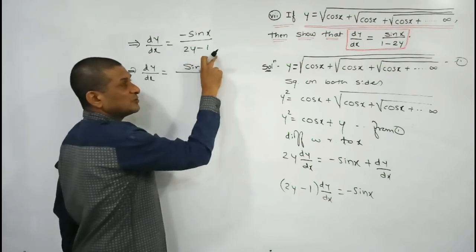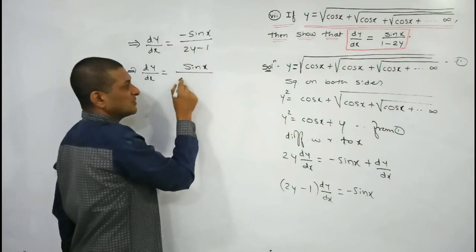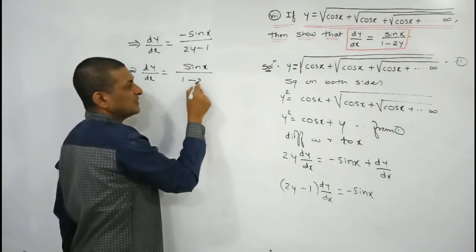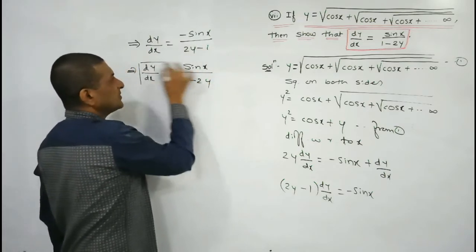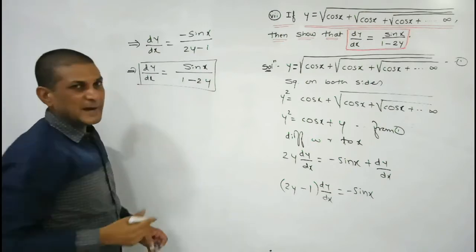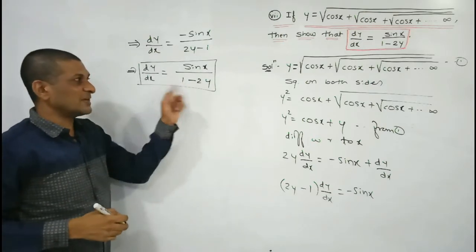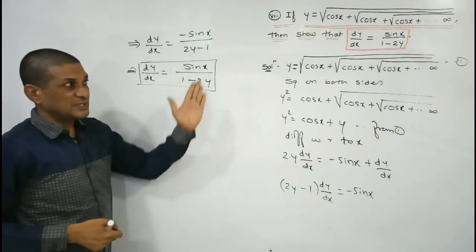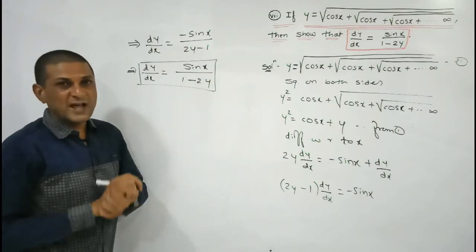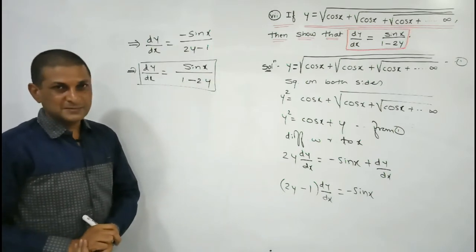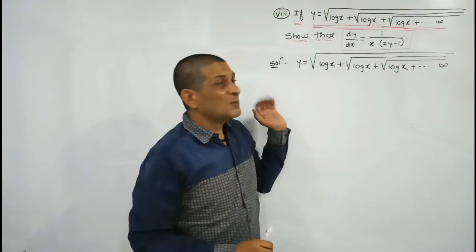If I am multiplying the denominator by minus, this minus 1 will become plus 1 and plus 2y will become minus 2y. In this way we have got the value of what? dy by dx will be equal to sin x upon 1 minus 2y, which is nothing but our required value of dy by dx. See the example number 8.